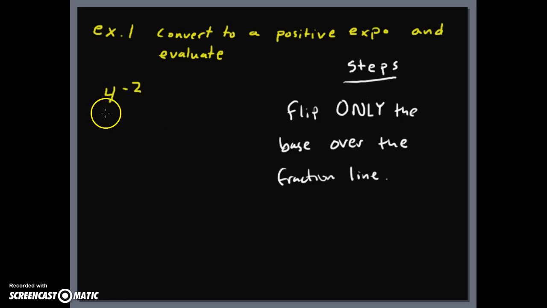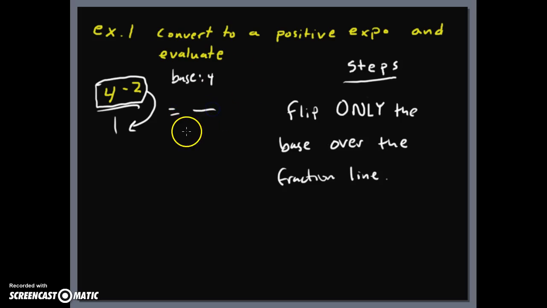So if you look here, the base right now is 4. And as it stands, it's in the numerator, because we can make this a fraction by putting a 1 under it. We're going to take the base, which is 4, and we include the exponent, and we're going to flip it over the fraction line. Since it's in the numerator, flipping it means putting it in the denominator. So now that it's in the denominator, the exponent is a positive. That's how you take it from a negative to a positive. You flip it over the fraction line.